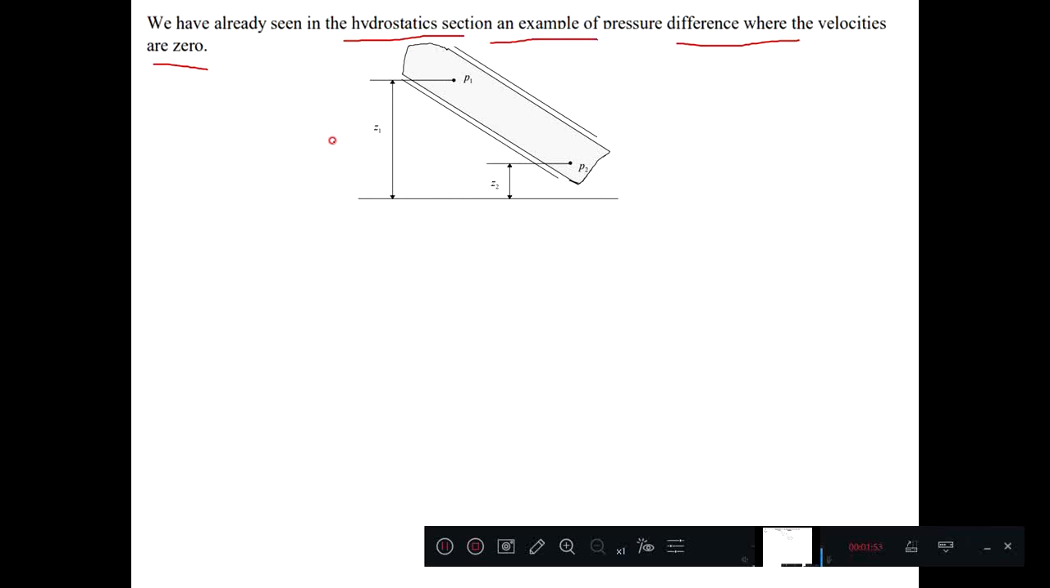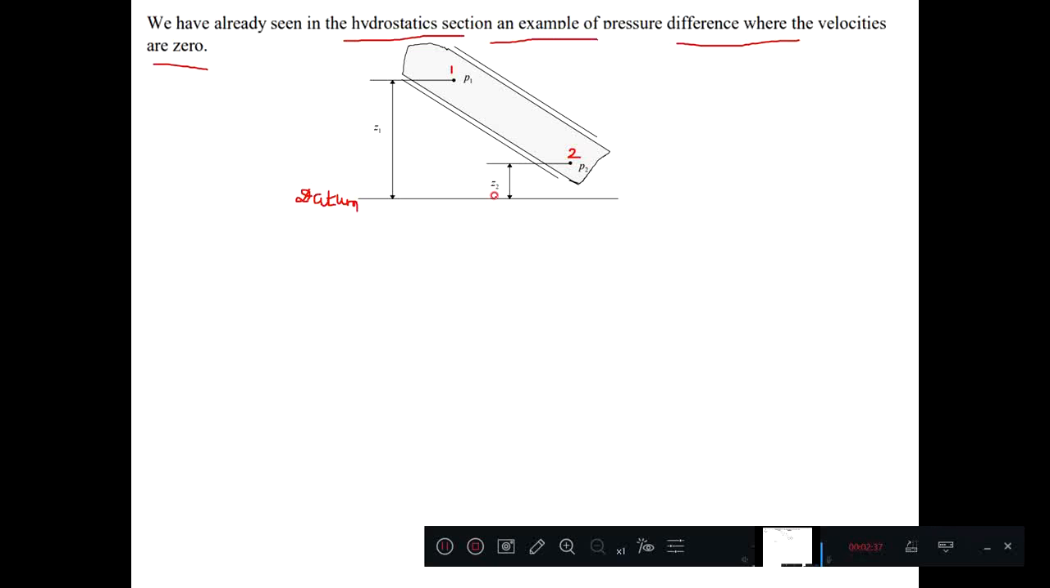So let us consider in this particular example, just hydrostatics, 2 points. Let us call them point 1 and point 2. At point 1 the pressure is P1, and at point 2 the pressure is P2, and also mark a height above the datum. Let us take this as a datum line or reference datum. Above the datum, point 1 is at a height of Z1, and point 2 is at a height of Z2.